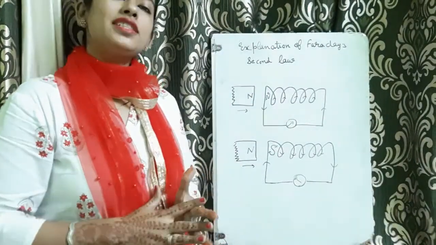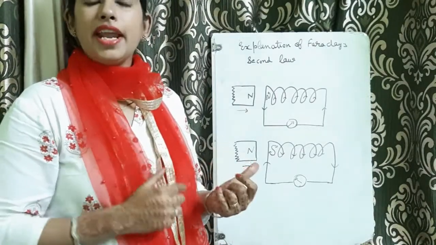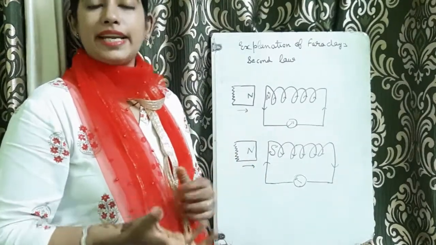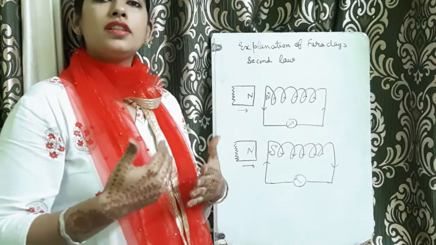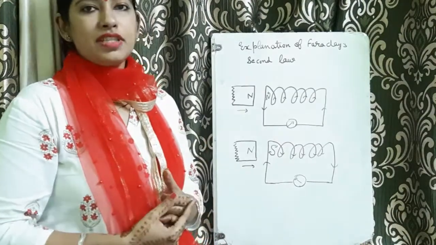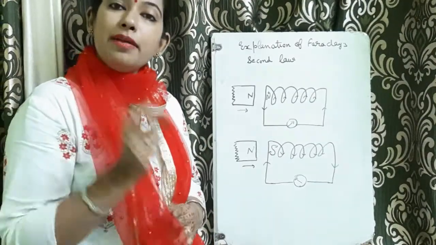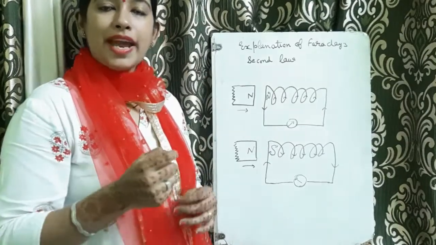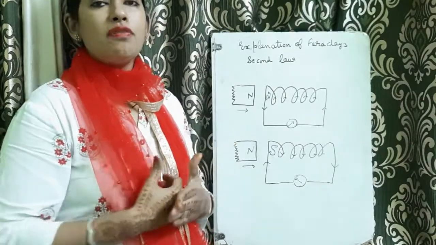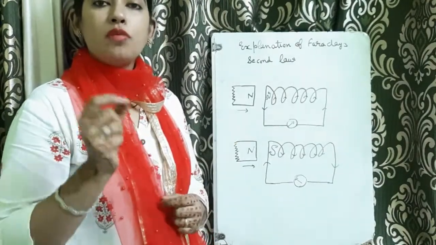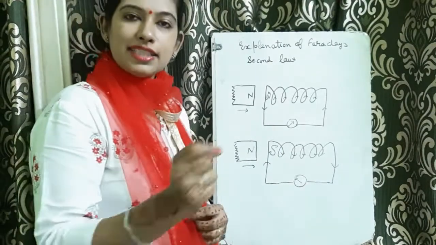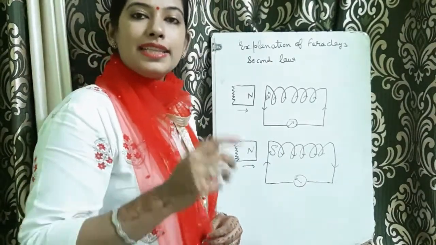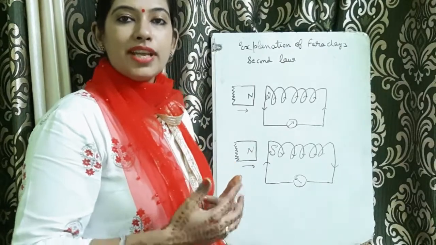Now, in the first law we have studied that whenever there is a change in magnetic flux of the coil, an EMF is induced. Now, the induced EMF also depends on the speed of movement. It means if we move the magnet with a greater speed, then the induced EMF is more.